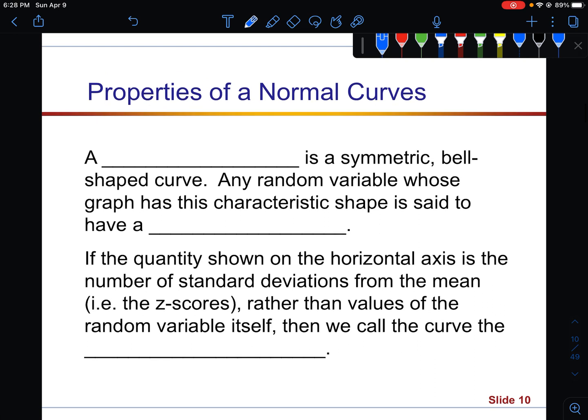So some of the properties of normal curves. A normal curve is symmetric, and we call it bell-shaped because it looks like a bell. So then any random variable whose graph has this characteristic, we would call that normal distribution.